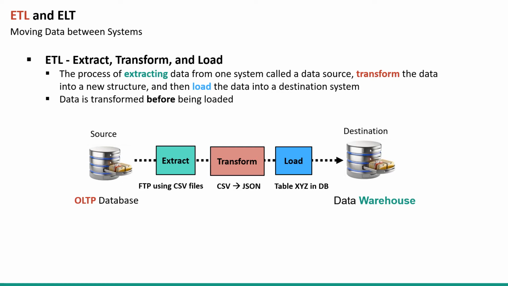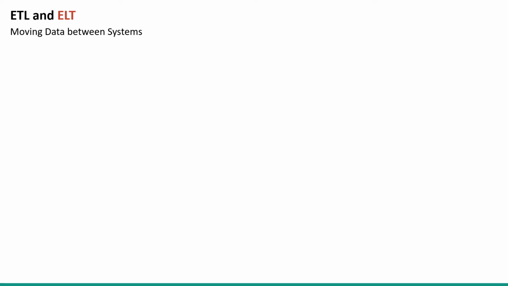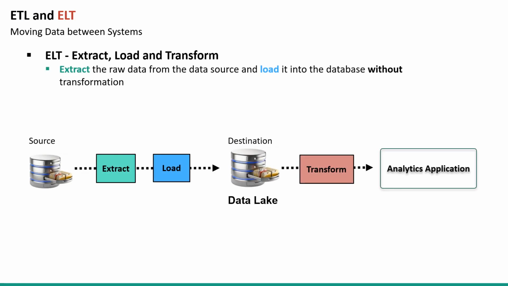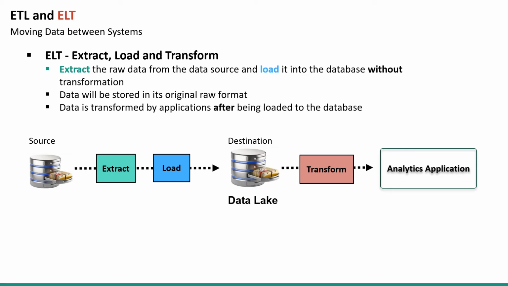The next option is called ELT. ELT stands for extract, load, and transform. It is an alternative for the ETL. We are using the same elements, but in a different order, meaning extract the raw data from the data source and load it into the database without transformation. The data is not transformed on the entry point to the target system. It will be stored in its original raw format.